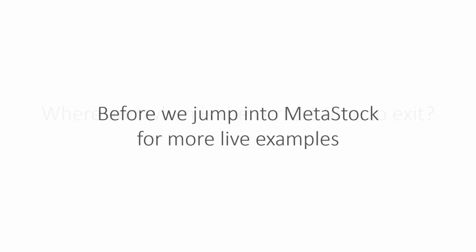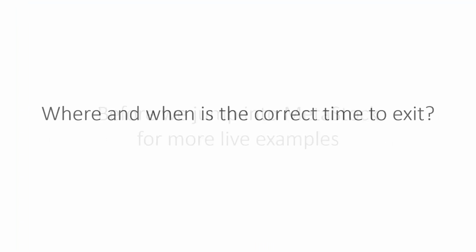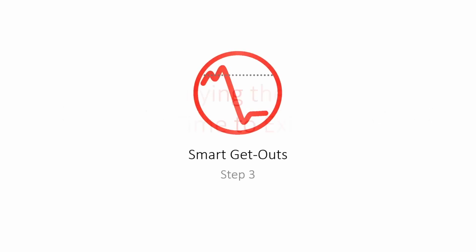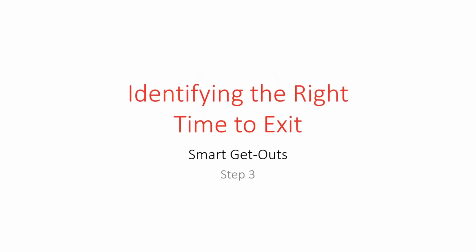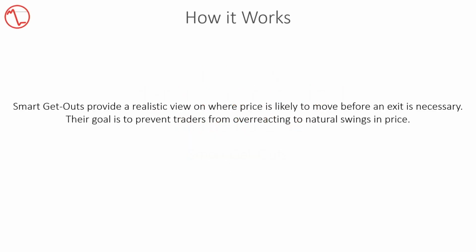But before we jump into Metastock for more live examples, we should also talk about where and when is the correct time to exit. Because as we talked about in the beginning, you don't actually make any money until you exit the trade. Which brings us to smart getouts, step 3. Identifying the right time to exit. Smart getouts provide a realistic view on where price is likely to move before an exit is necessary.